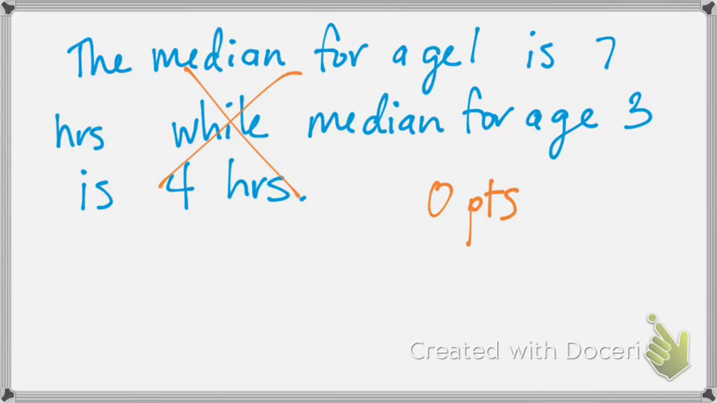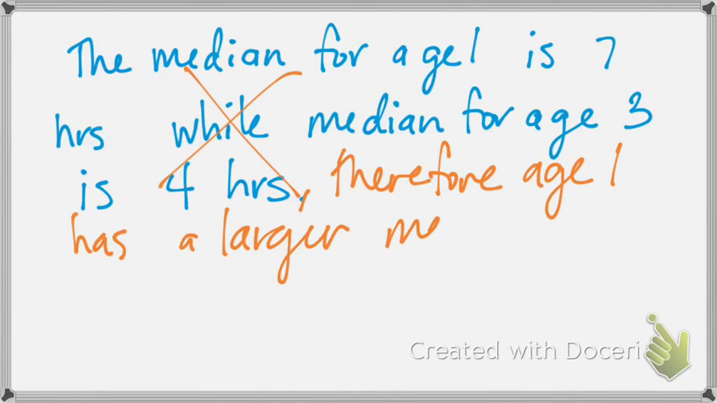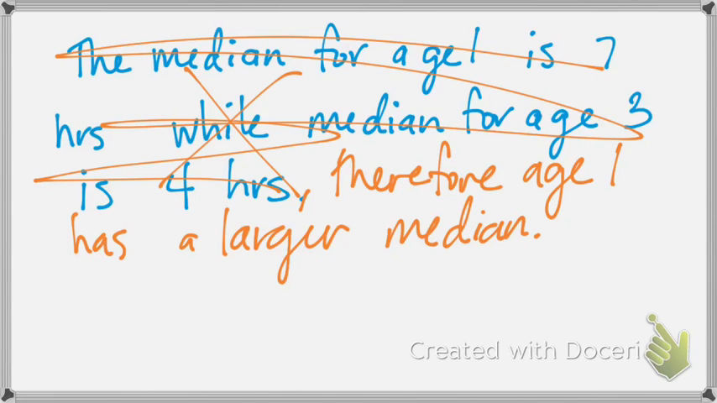Because even though you told me both medians, you're just telling them, you're not comparing them. If you wrote this and then said, therefore, age 1 has a larger median, that would be okay. It's just unnecessary, too much writing. You could just say the median for each one is longer. The word right here, the point earner, is the word larger.